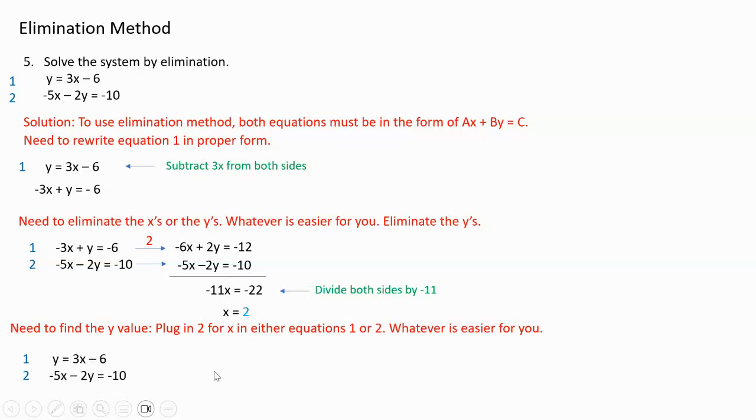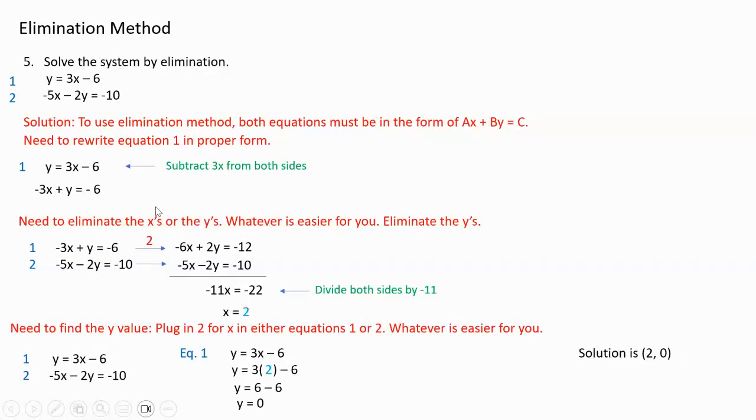So x equals 2. Now we have to go back to either equation 1 or 2 and plug in the value for x and solve for y. In this case, it's still easier to plug it into equation number 1. So I'm going to plug in 2. So 6 minus 6 is 0. So my solution was 2, 0. See, we already got the same solution in 2 different ways.